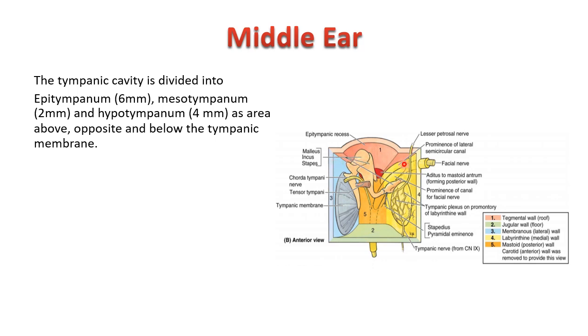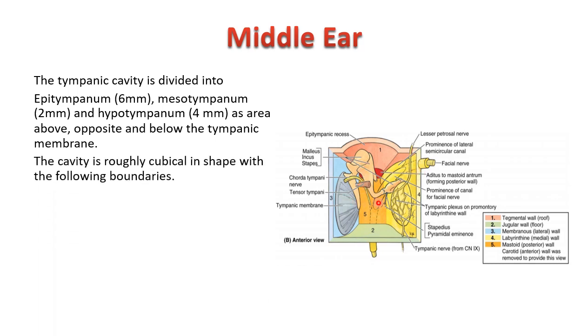So that will be around 6 mm in diameter. Then you have the mesotympanum, the narrowest part, because as I told you, the tympanic membrane is bulging and also the promontory is bulging. So it is only 2 mm. And then below the tympanic membrane is the hypotympanum, which is almost 4 millimeters. Okay, so epitympanum or epitympanic recess, mesotympanum opposite the tympanic membrane, and then the hypotympanum.